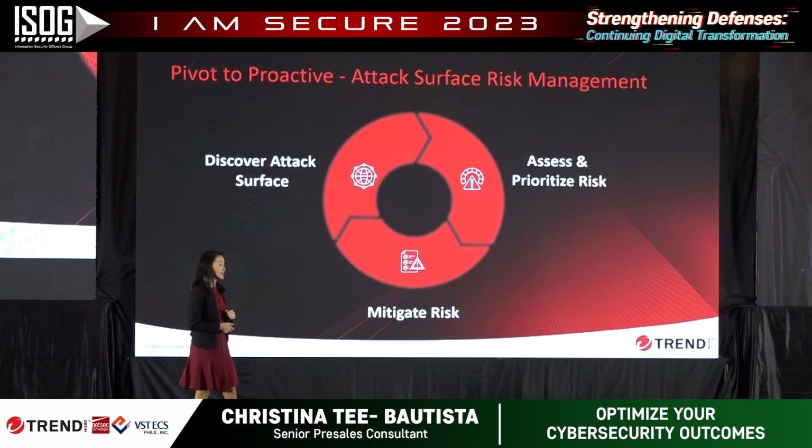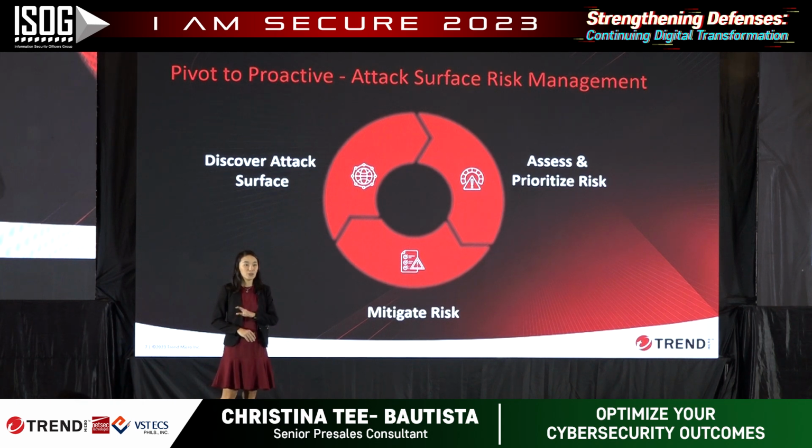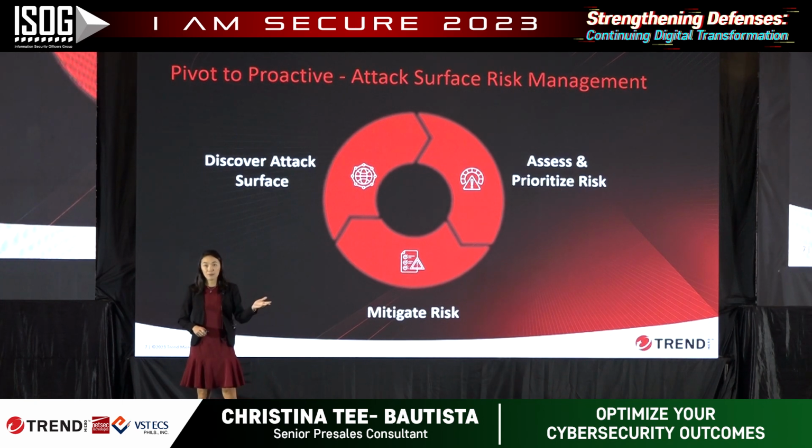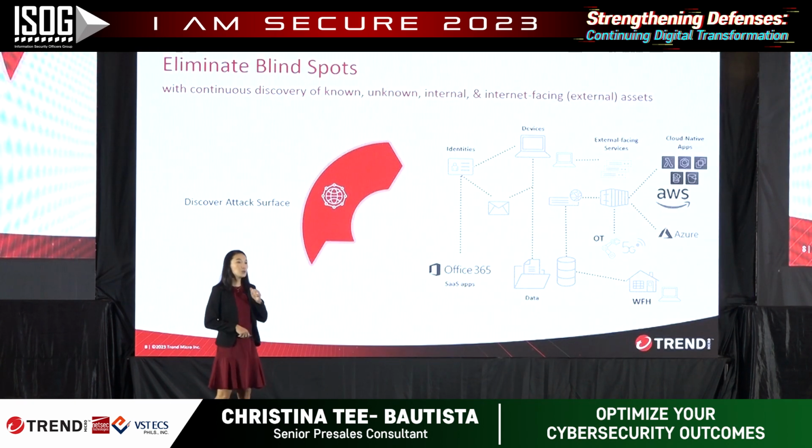So here we have attack surface risk management. It basically has 3 simple steps. Discover your attack surface, know what all your cyber assets are, assess and prioritize your risk, and lastly, of course, one of the main goals is to mitigate risk, overall risk for your organization. So how do we do that?